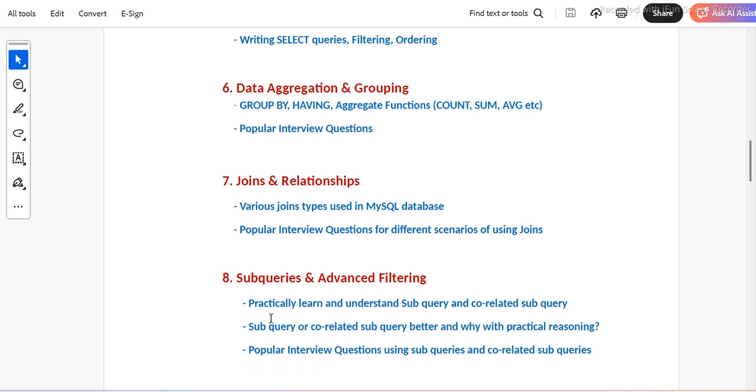Next one, subqueries and advanced filtering. Guys, why do we need subqueries? Because we also need a way to get the data from more than two tables, or get the data based on some prerequisites. So subqueries, correlated subqueries, there are again a lot of questions that can be formed, and we will discuss all of them in the interview basically here.